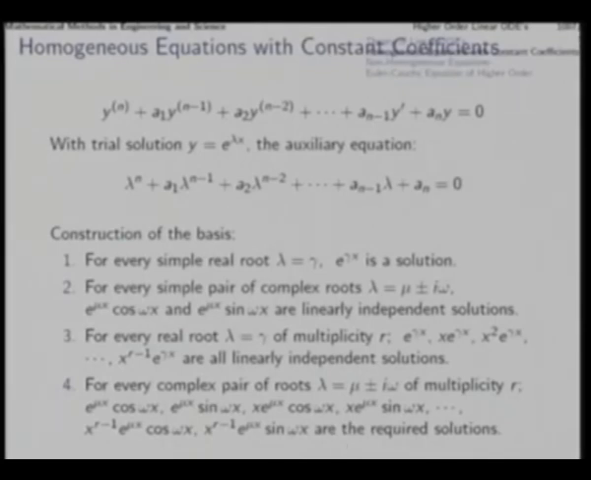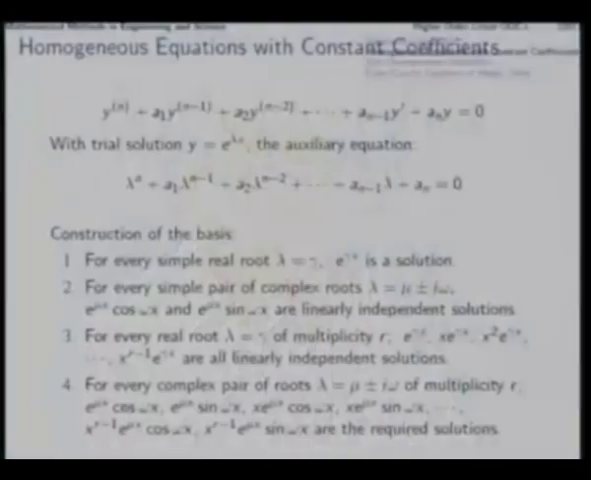For example, if mu plus minus i omega appears twice, that should account for 4 linearly independent solutions. The first pair is e to the power mu x cosine omega x and e to the power mu x sine omega x, and the next pair will be these two multiplied with x. Similarly, if it appears thrice, the third pair will be x squared e to the power mu x cosine omega x and x squared e to the power mu x sine omega x, and so on. So, with multiplicity r, you will go up to x to the power r minus 1.